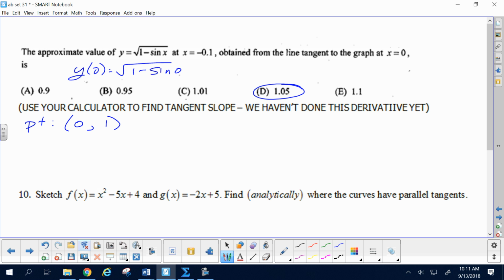Now the slope, this is where your calculator comes in. The slope is the derivative at the good point 0. If you have seen calculus before this year, then you could probably do that derivative by chain rule. But if you haven't seen calculus before this year, then you probably would want to use your calculator to find that derivative.